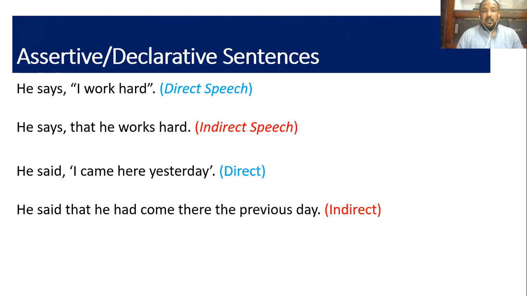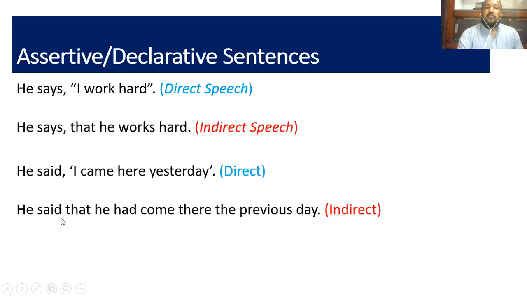Assertive or declarative sentence. He says, "I work hard," direct speech. The indirect is: he says that he works hard. We have just used here only "that." He says that, means you have to change this inverted comma and you have to use only "that" over here and no other thing. Suppose he said, "I came here yesterday." He said that he had come there the previous day. So words are changed.